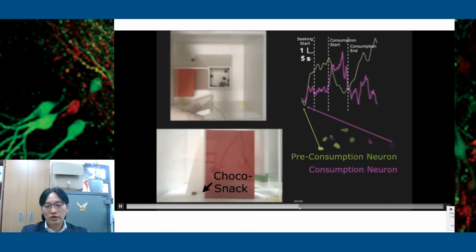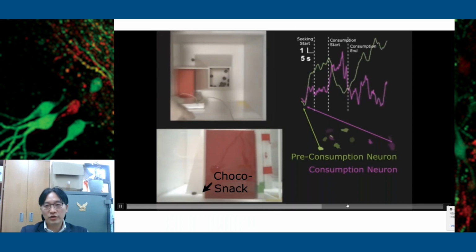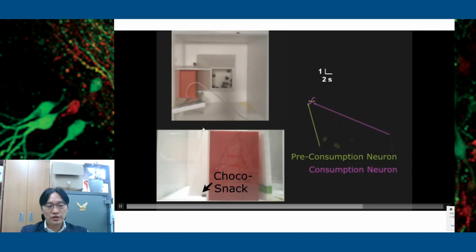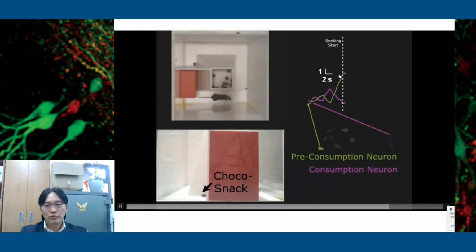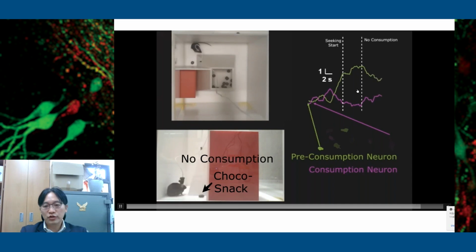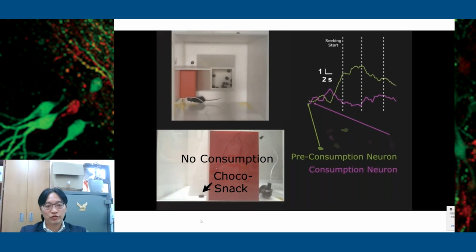And later, we have a no consumption trial too. This is the same mouse. When we open the door, the mouse starts to move towards the food, so the same neuron starts to go up. But when they get there, there's the food, but somehow this time the mouse decides not to eat the food. So there is no consumption neural activity. By comparing this, we can dissect the neurons.